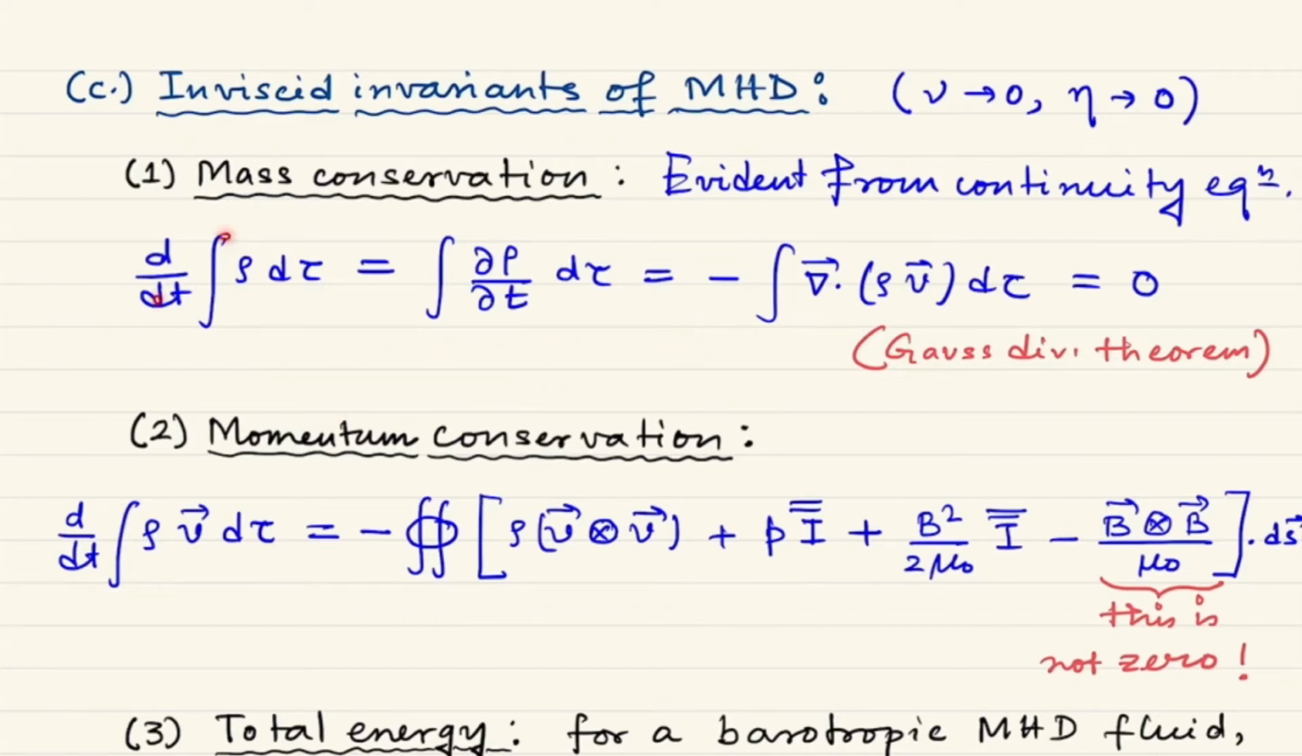So then d/dt of the integration of rho d tau, which is the total mass of course, is equal to the integration of, then d/dt will enter inside the integration, that you know from mathematics, and that becomes del/del t inside this integration. And then this del rho/del t by the continuity equation is nothing but minus divergence of rho v. So the integration of divergence of rho v d tau is nothing but equal to the closed surface integral of rho v dot ds, right?